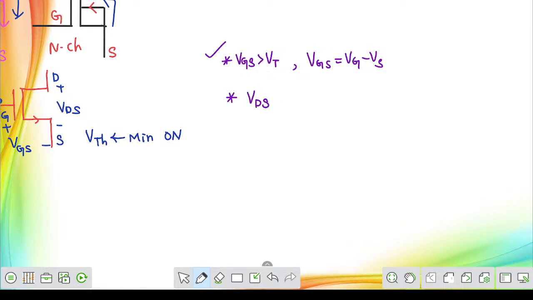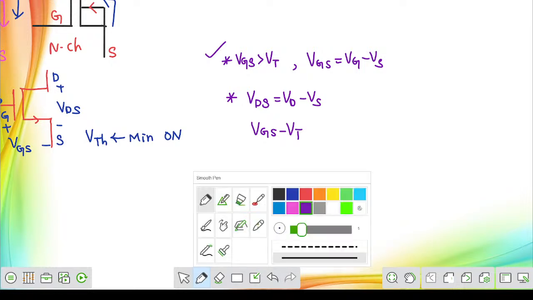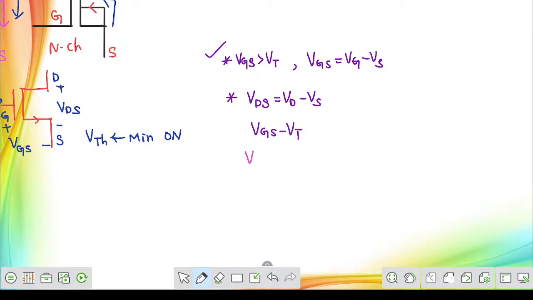Calculate the value of drain to source voltage, VDS, that is VD minus VS. Once you find this, then find the value of VGS minus VT. After finding VGS minus VT and VDS, your next task is to cross-examine whether VDS is less than VGS minus VT. For N-channel MOSFET, I am writing all these relations, taking N-channel MOSFET as the reference. Check whether this condition is satisfied, or the other possible condition, VDS is greater than or equal to VGS minus VT.